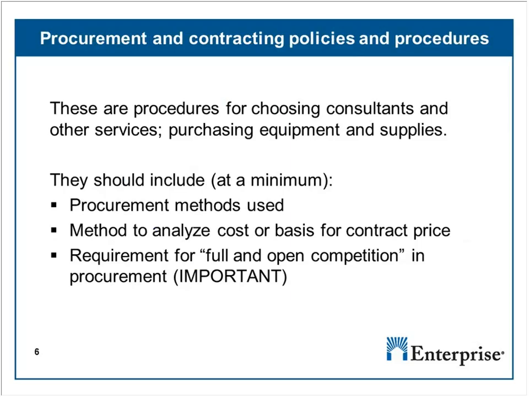Next, our procurement and contracting policies and procedures. This just means your procedures for choosing consultants and other services and for purchasing equipment and supplies. Sometimes this material might be part of your financial manual. It should include the procurement methods that you use, for example, phone quotations of price, RFPs, or sealed bids. Also, describe your method of price or cost analysis. And make sure that you require full and open competition in procurement. That means that you don't use the same contractors all the time, but open your RFPs or bids to a variety of applicants.